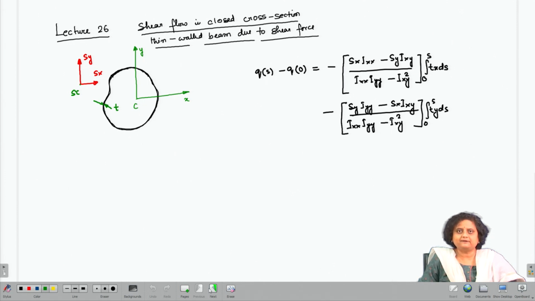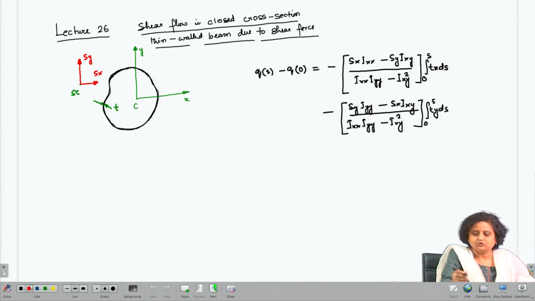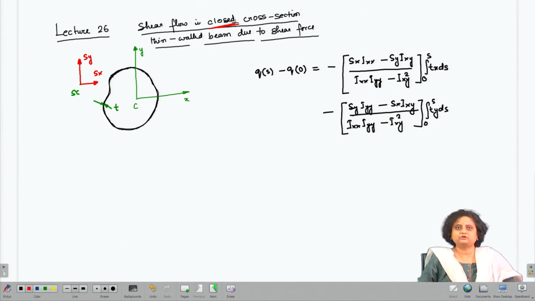We solved several examples which included a thin wall C section, thin wall I section, circular sections and so on. In this week, we will move on to finding the shear flow in thin wall cross section beams due to shear forces, but what is going to change this week is that instead of open cross sections, we are going to deal with closed cross section beams. So, the new thing that is coming into the picture is this closed cross section beam.